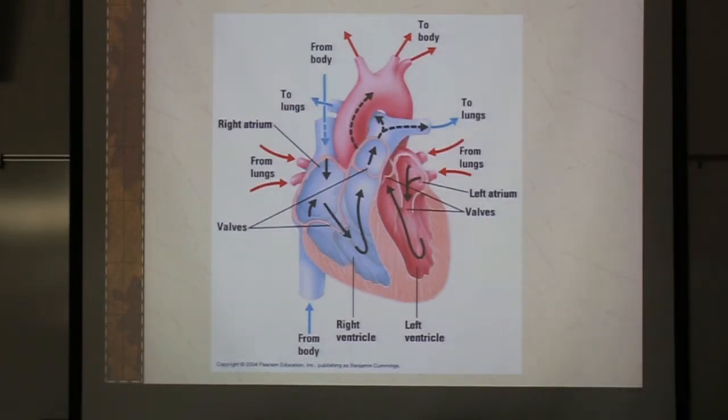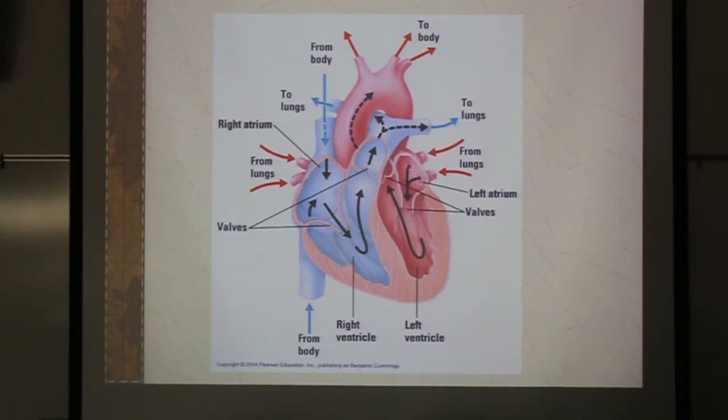When you listen to your heartbeat, say through a stethoscope, what you're hearing with what they call the lub-dub sound is the closing of the valves. So you hear two sounds, and they call it the lub-dub sound.